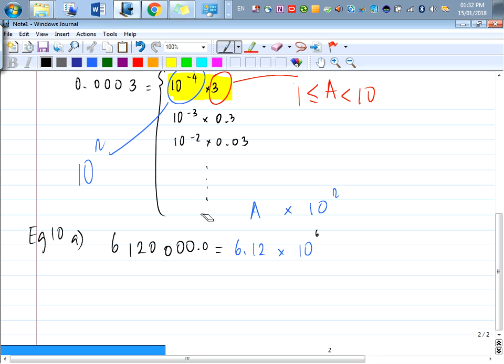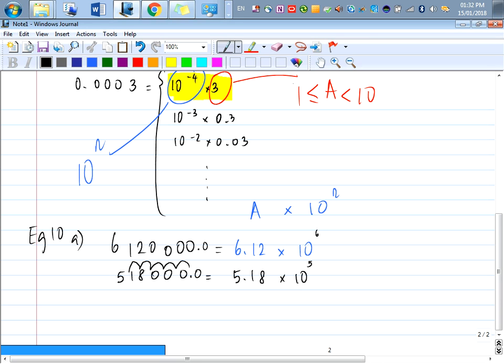Maybe this is my own example: 518000. Let's try this one in standard form. What is my number for A? 5.18, very easy. Times 10 to the power of, now I need to find out what that power in base 10 is. So again, I introduce my decimal point. It's over here currently. I jump 1, 2, 3, 4, 5. Times 10 to the power of 5. Simple enough?